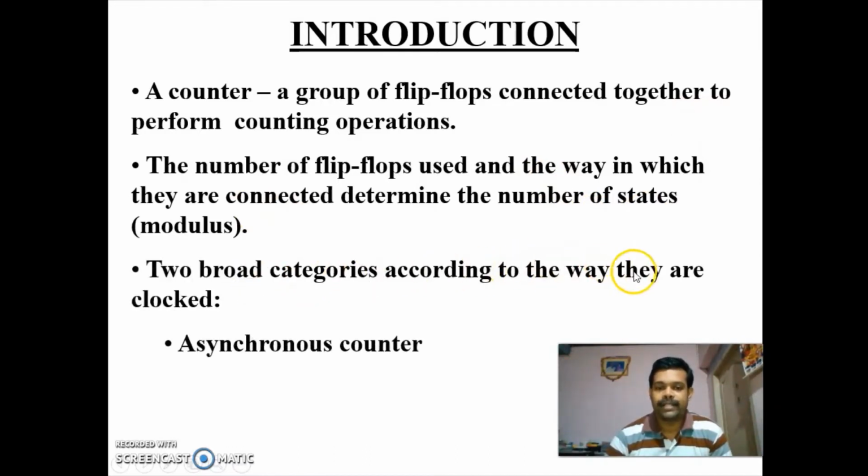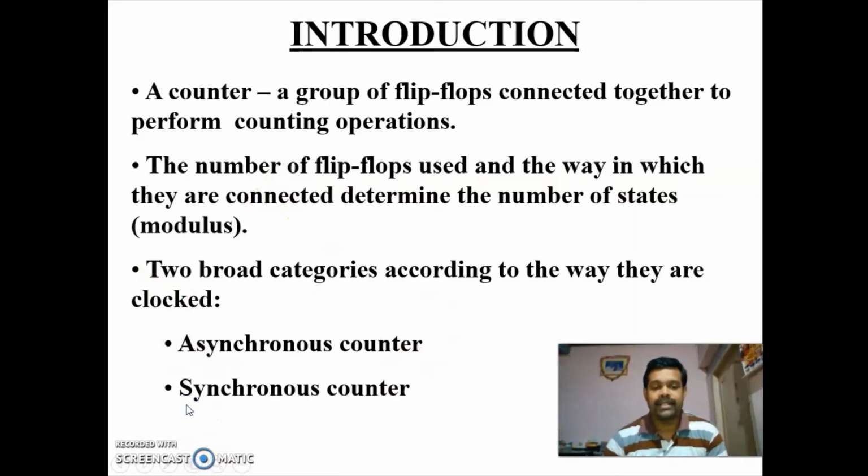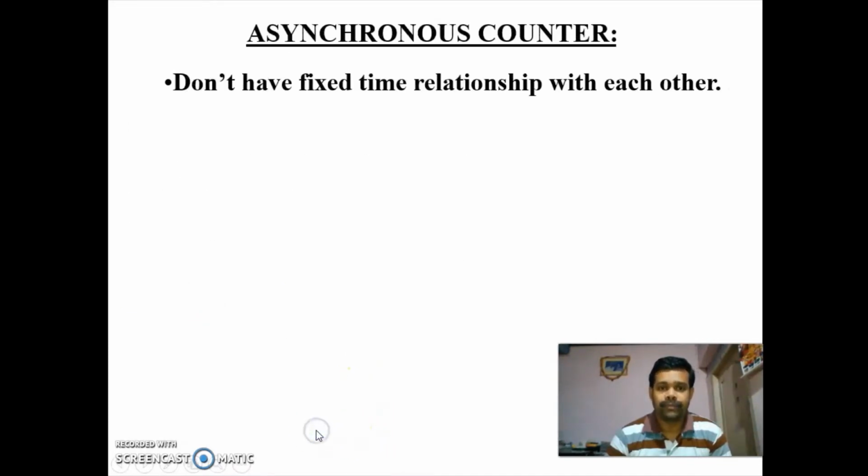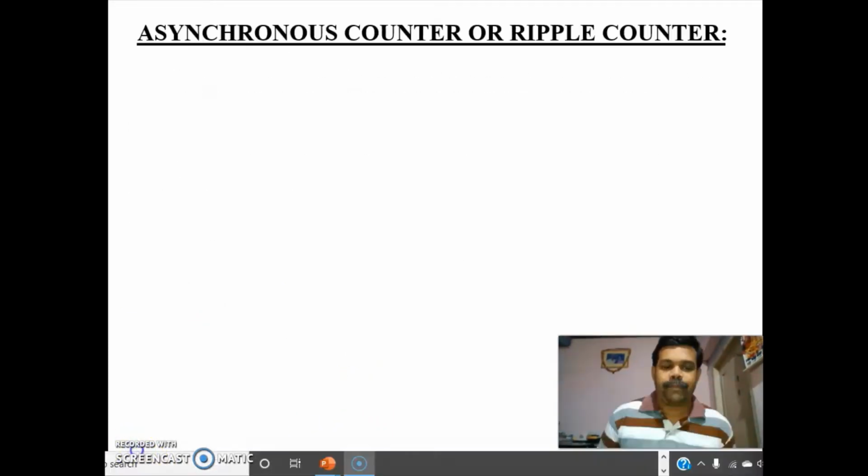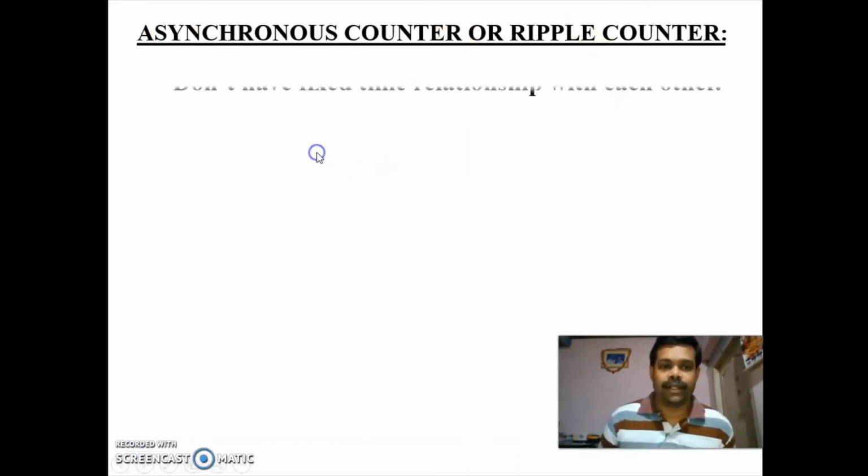There are two broad categories of counters. One is the asynchronous counter or ripple counter, and the second one is the synchronous counter. Another name of the asynchronous counter is the ripple counter. Asynchronous counter is also called a ripple counter.